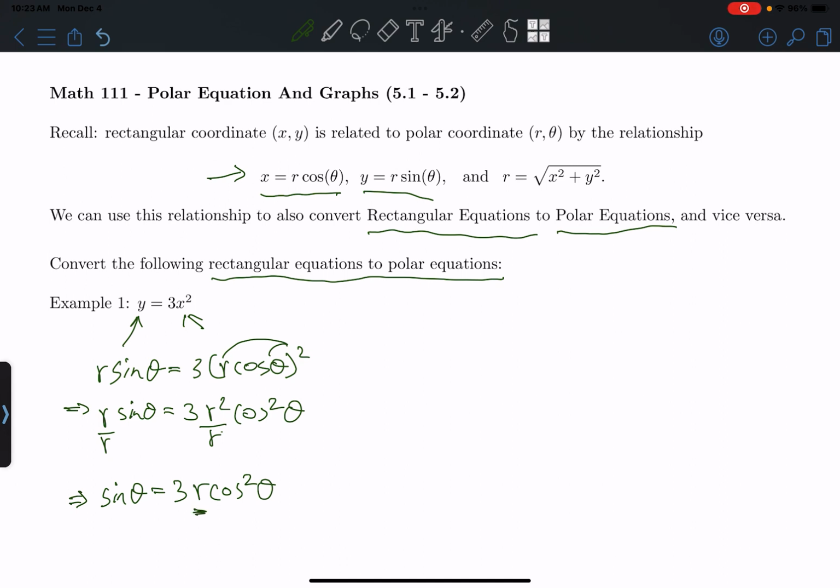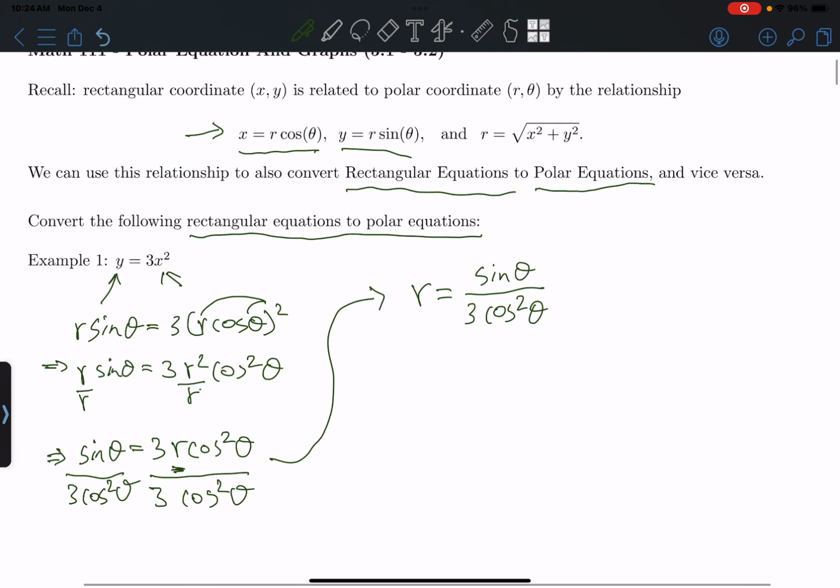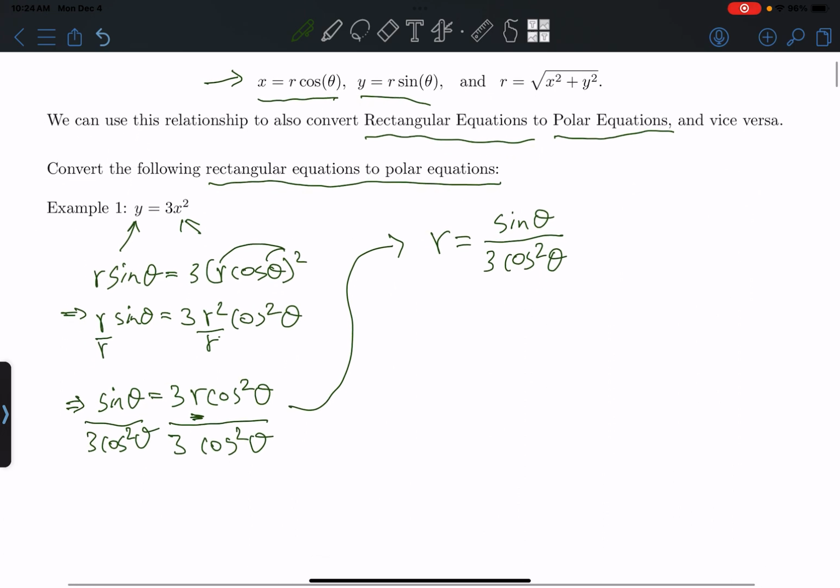Typically for this kind of equation, you want to solve for r. So what I want to do here is to divide both sides by 3 cosine squared theta. Okay, and the end result for that is simply, I'll write the r first, r equals sine theta over 3 cosine squared theta. Now this as is already good enough as a polar equation, but typically we want to simplify this as much as possible, or rather make it more pleasant to look at, I suppose.